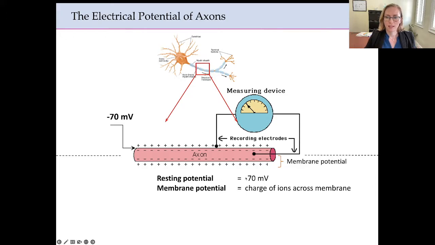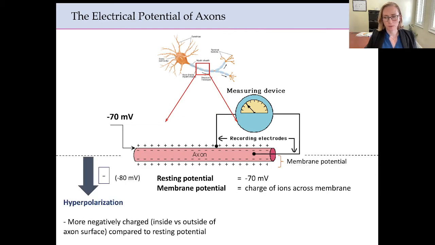If we have a negative 70 microvolt charge, that means there's a higher negative charge inside of the neuron, in this case specifically the axon, a negative charge inside of the axon compared to the outside. And we can do this by setting up a recording device, right? Set up electrodes, dipole, measure what's going on here.